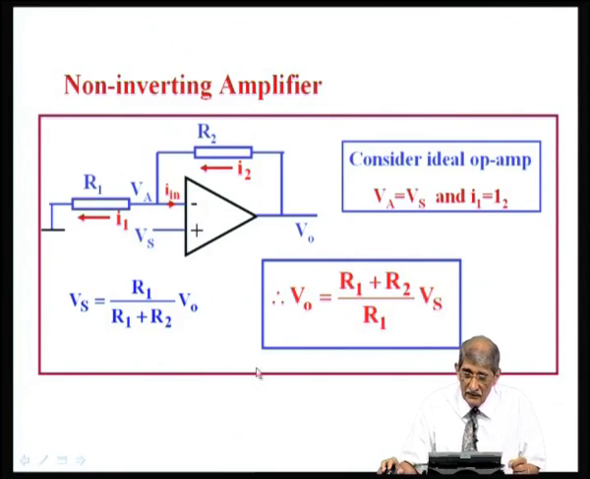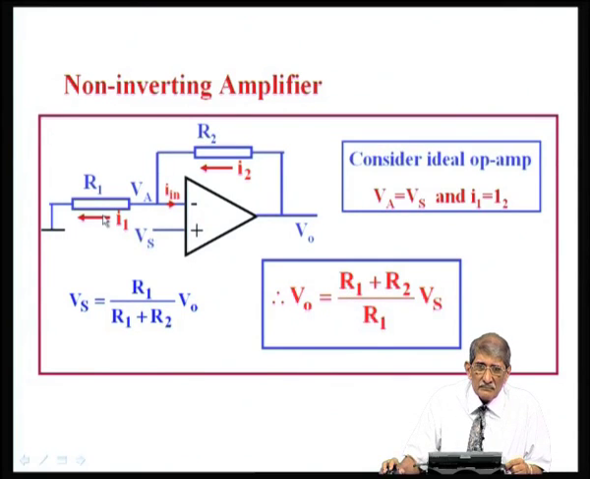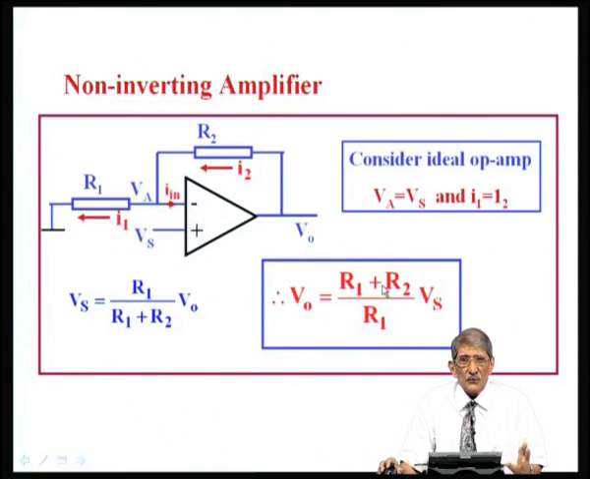In other words, V naught is 1 plus R2 by R1 into Vs. So, if R2 by R1 is equal to 2, it will be 1 plus 2, that is 3 times Vs. I will have a gain of 3 for this amplifier, and the polarity of V naught will be the same as Vs. If it is plus, it is plus.